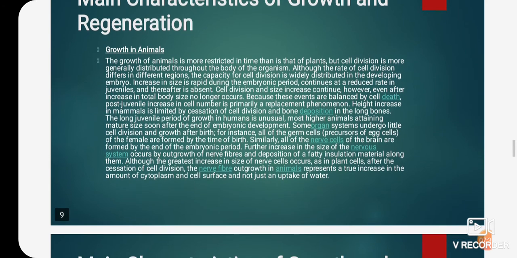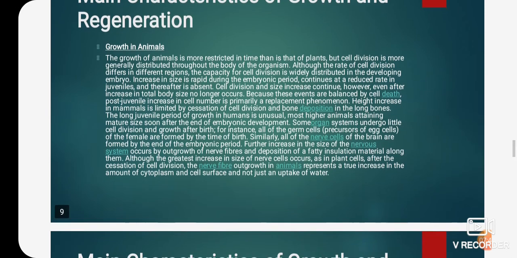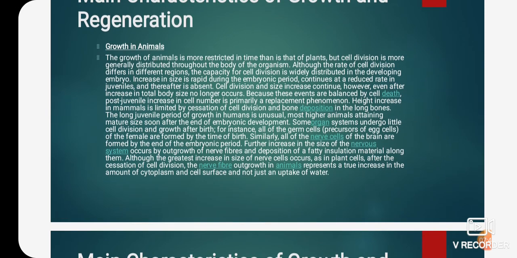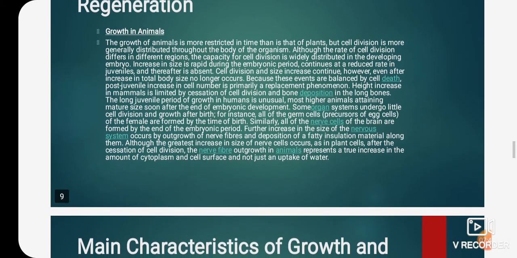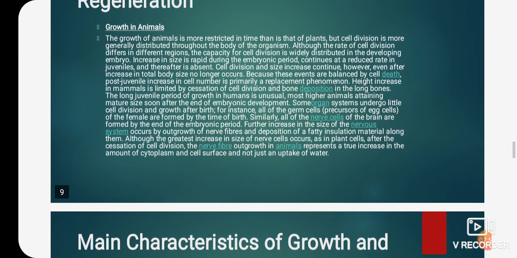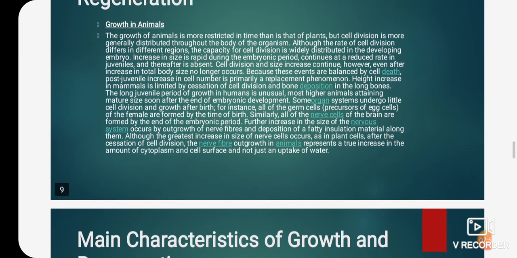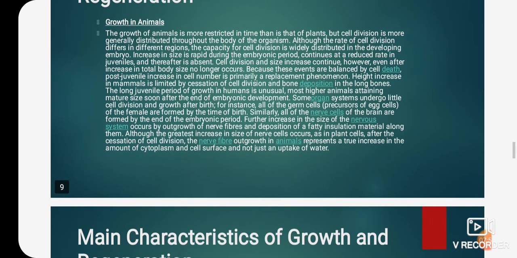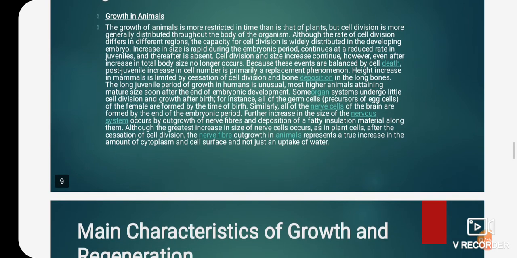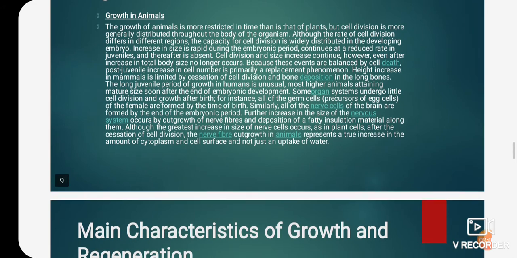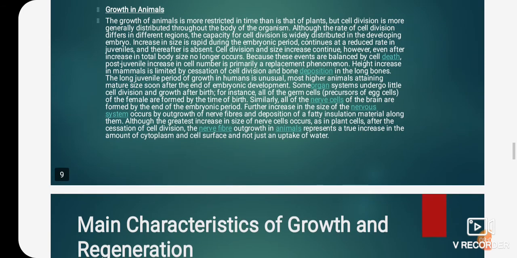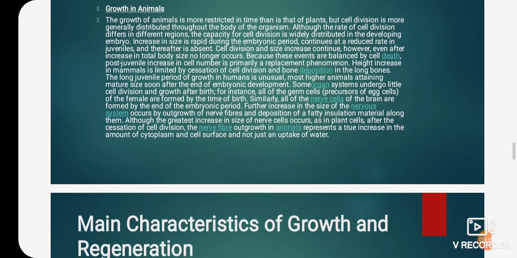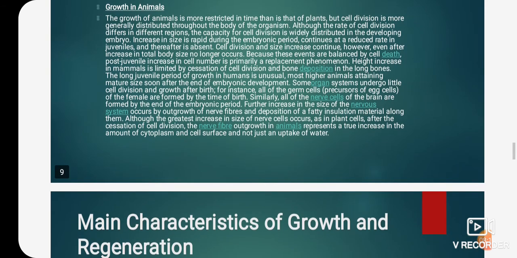The long juvenile period of growth in humans is unusual. Most higher animals attain mature size soon after the end of embryonic development. Some organ systems undergo little cell division and growth after birth. For instance, all the germ cells, precursors of egg cells of the female, are formed by the time of birth. Similarly, all of the nerve cells of the brain are formed by the end of the embryonic period.